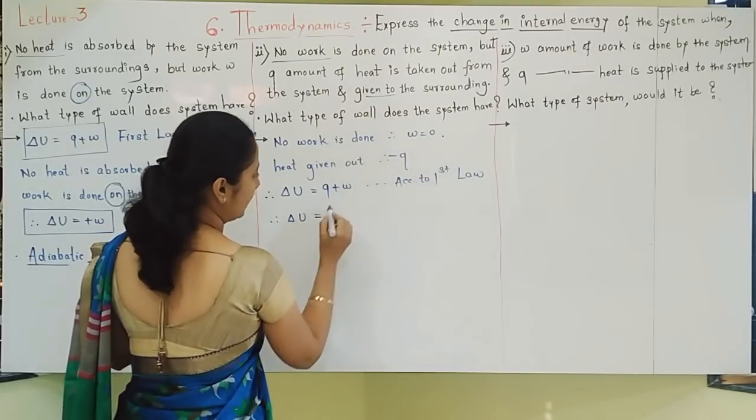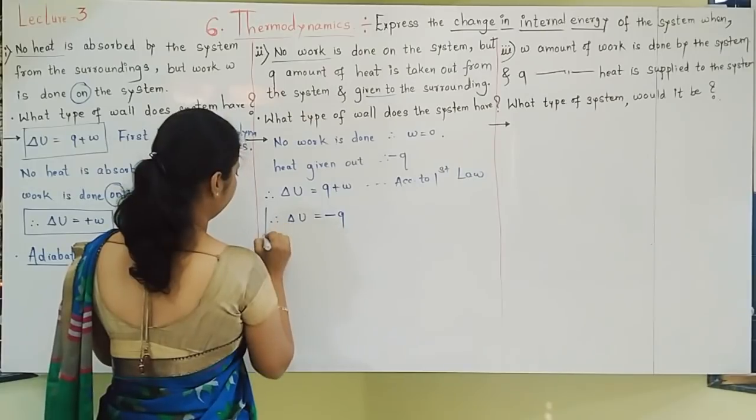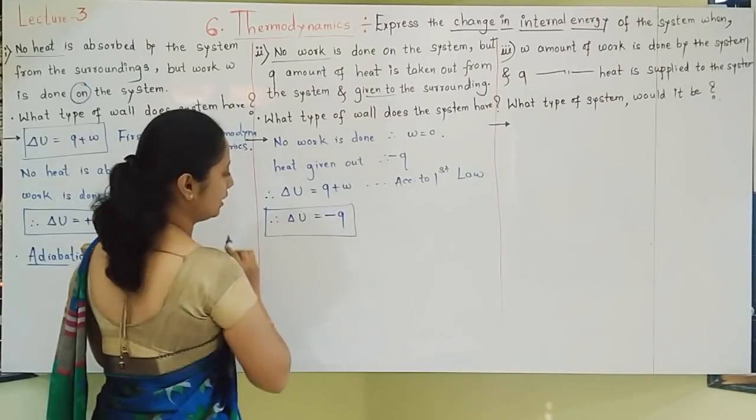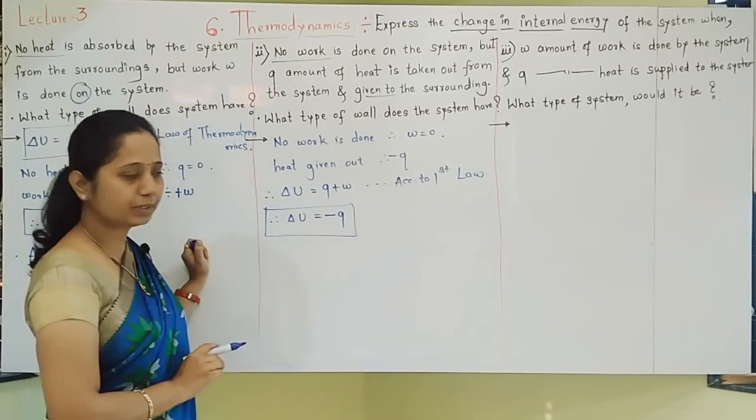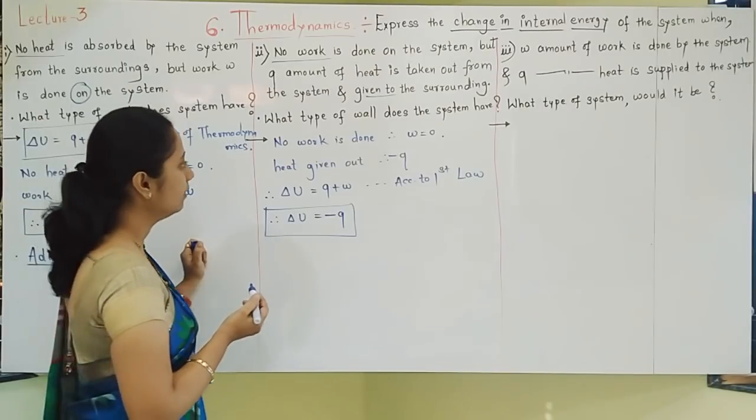W is 0 and Q is minus Q. This should be your answer. Okay. Next.